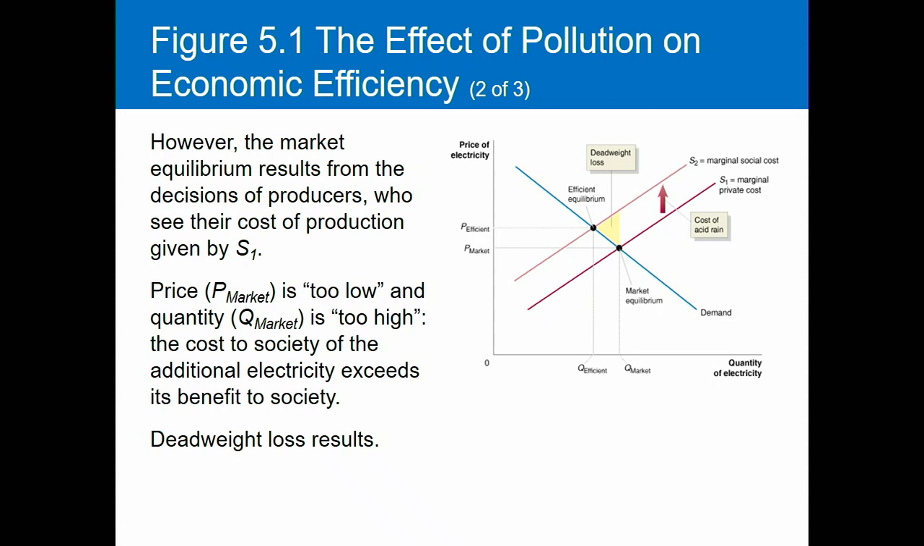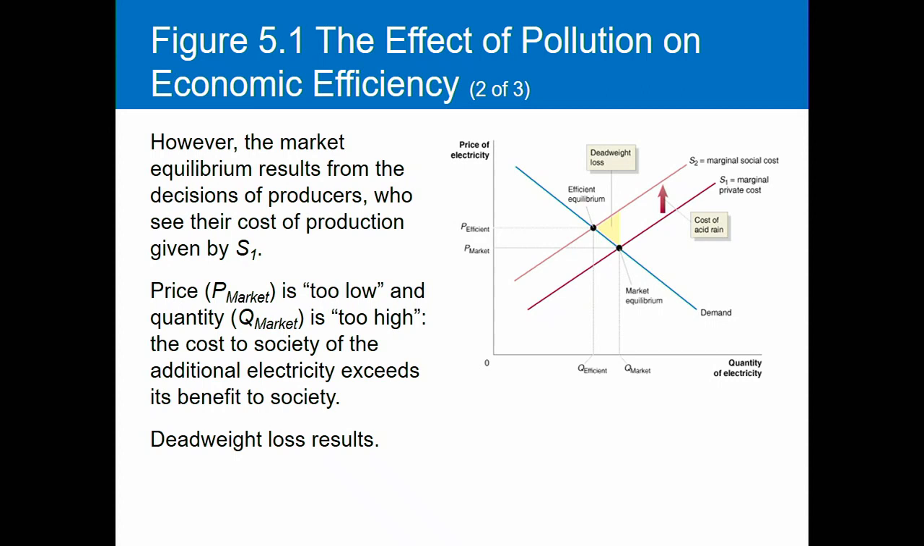And they produce at a lower price. Had the price they sold on the market at been higher up here, at the efficient price, we'd see a lower quantity being produced. But because they're not able to take into account the cost of pollution, they're producing too much and selling it at too low of a price.